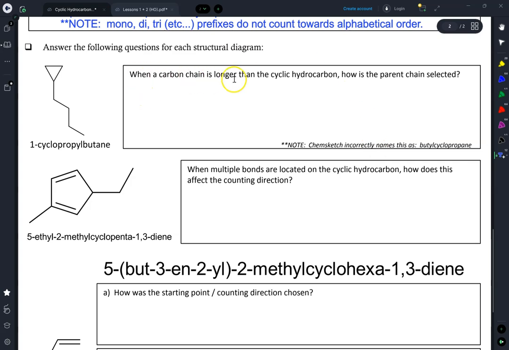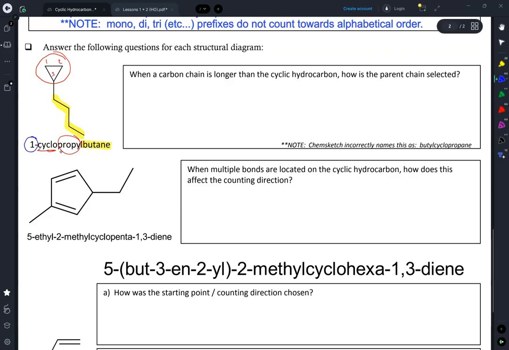So when a carbon chain is longer than the cyclic hydrocarbon, so if the carbon chain is longer than the ring structure, how is the parent chain selected? Looking at the name, we see butane is in the parent chain position. So it looks like whoever's the longer carbon chain would be the parent. Here they use the term cyclopropyl, cyclo because it's a ring structure, and propyl because there are 3 carbons, 1, 2, and 3 carbons in this ring structure.